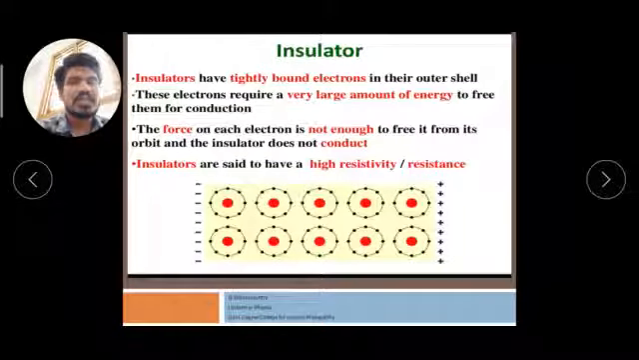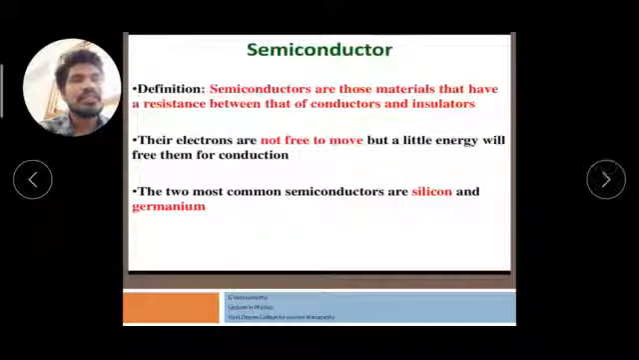So that's why the complete element will be destroyed. Due to the close packing of electrons in the outermost shell, there are no free electrons available in the valence band, so the material cannot conduct current. This type of material is known as an insulator. And the second one is semiconductors.